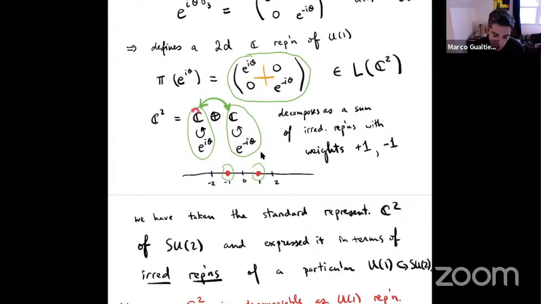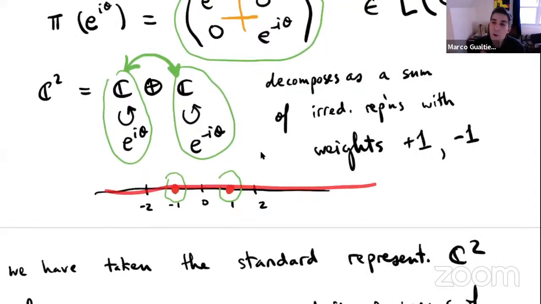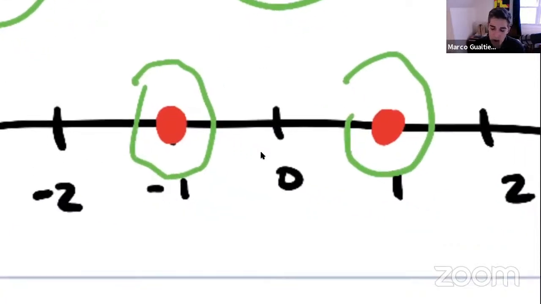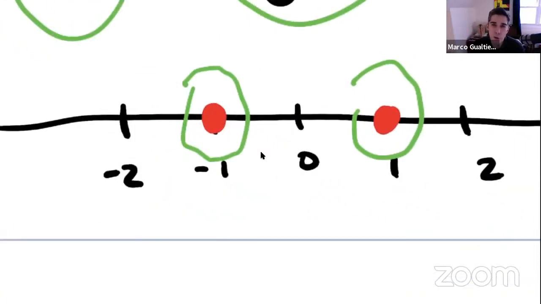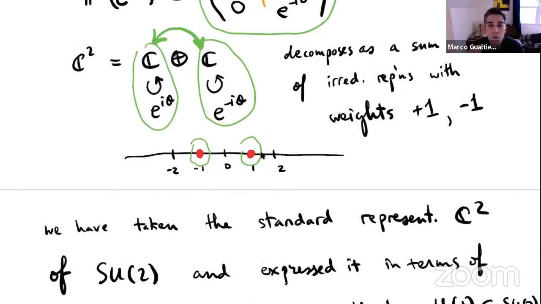And so here, this part has weight 1 times i theta, so the weight is 1, and this part has weight -1. So in the spectrum, I'm going to write the weights in red. I draw a red dot for the one-dimensional part which has weight 1, and another for the part which has weight -1. If you just look at this, it will tell you which representation of the circle we're dealing with. Is that clear? This diagram basically tells you everything you need to know about that representation of U1. Any question about this?